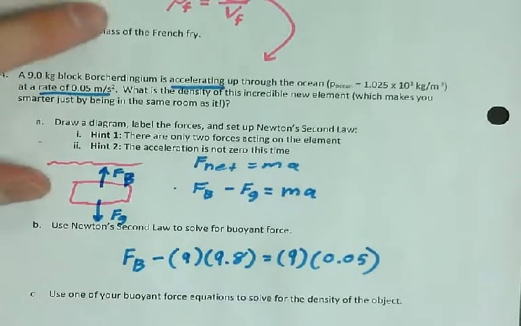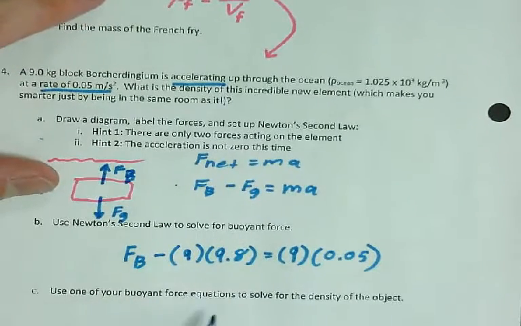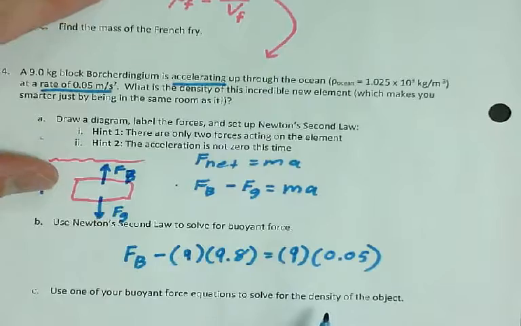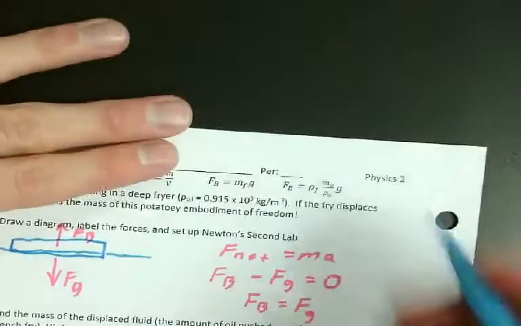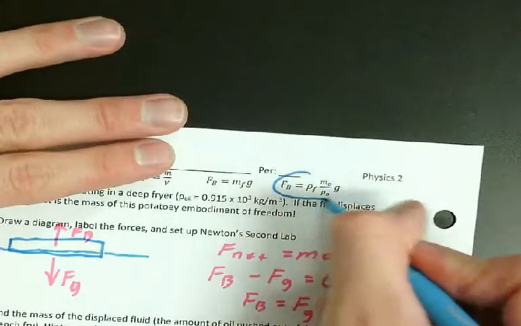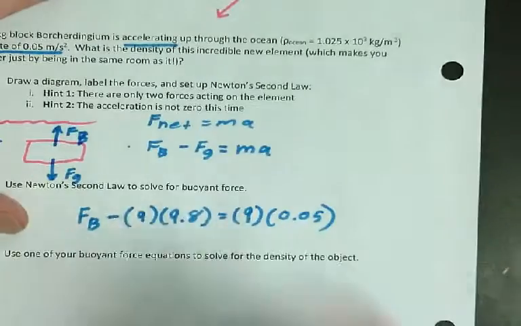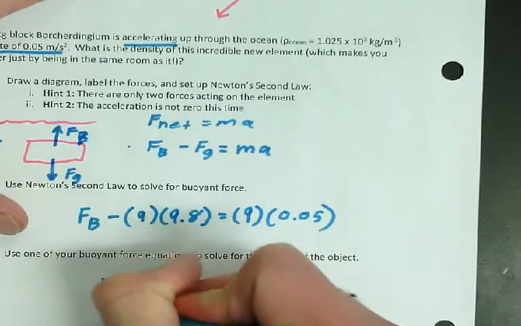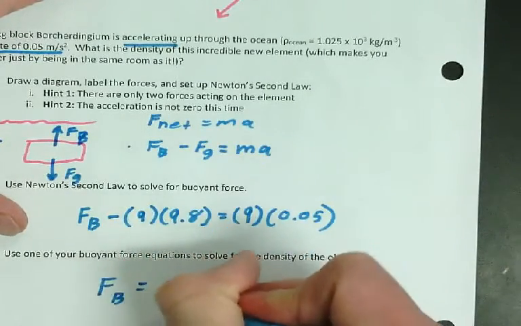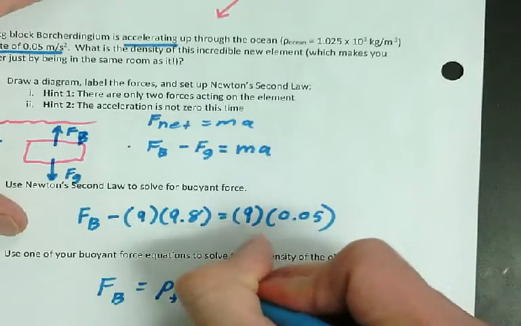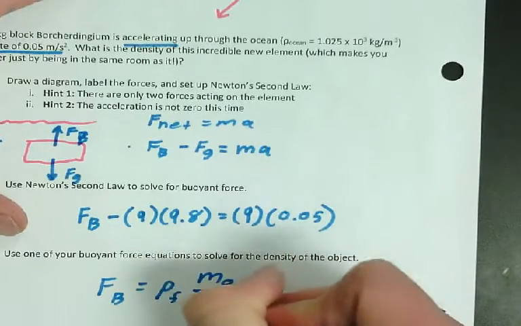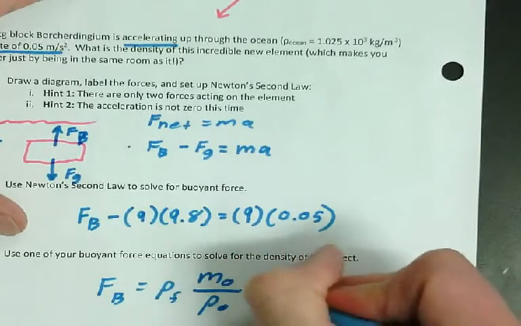Once you've done that, then you're ready for C. Use one of your buoyant force equations to solve for the density of the object. This is the buoyant force equation you're usually going to use. So you would just set that up. Buoyant force equals density of the fluid times mass of the object over density of the object times g.